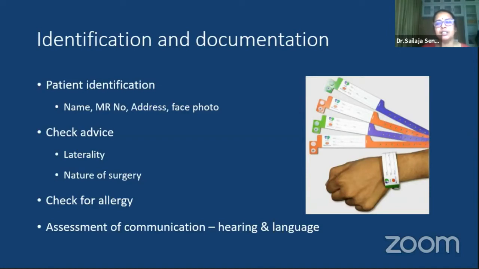verify the address, and check with the face photo on the case file. There are identification tags available, which you can put on the wrist of the patients. If you're planning a right eye surgery, this tag is to be put on the right hand, so from a distance also you can understand which eye is to be operated. So, before admitting the patient, check whether the advice has been given, and check for the eye.